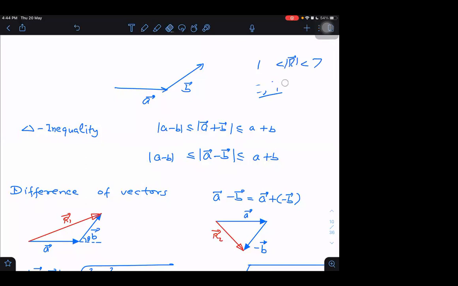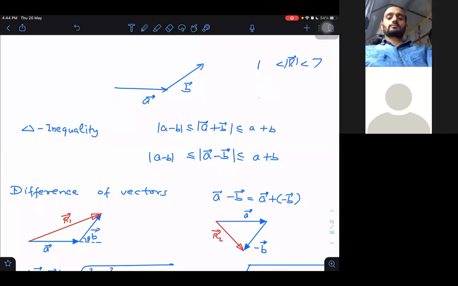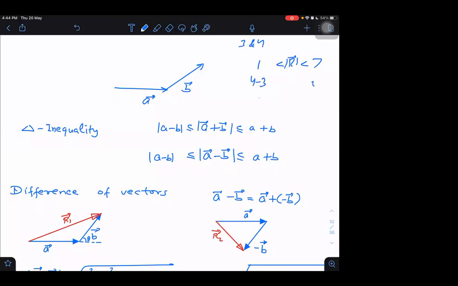How do we get 1 and 7 from here? We are getting 1 and 7 from 3 and 4. So 1 I am getting as 4 minus 3. Sir, minus, and 7 I am getting as 4 plus 3. Yes? Minus 1.